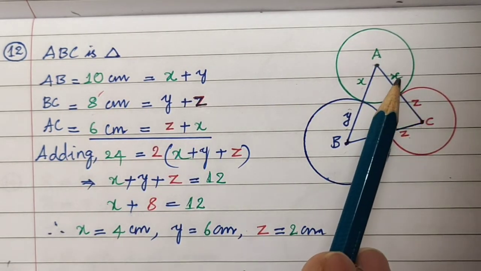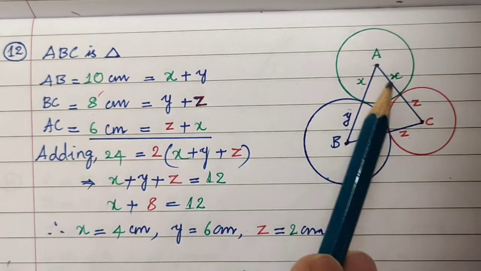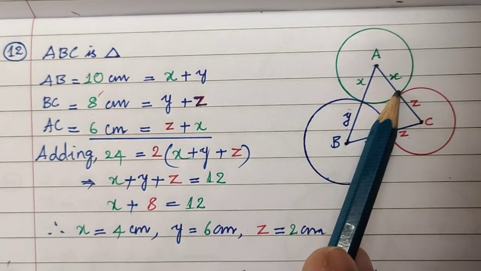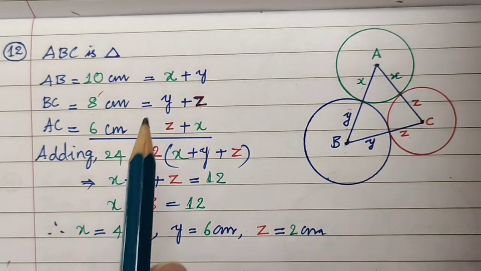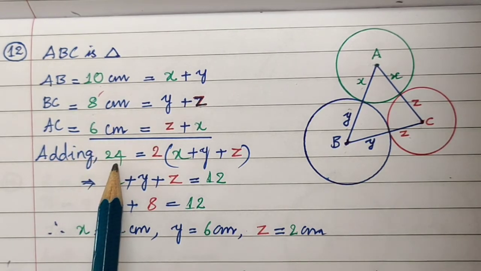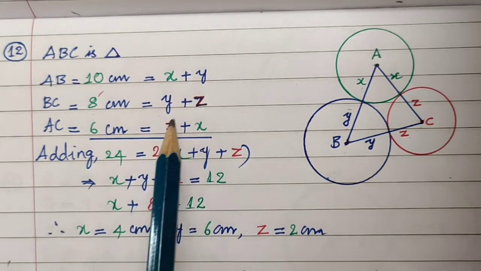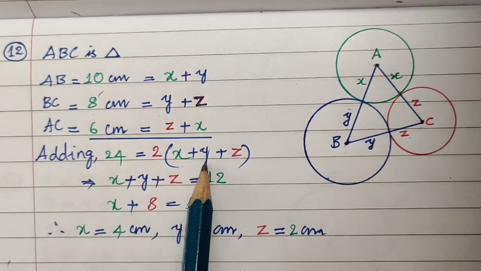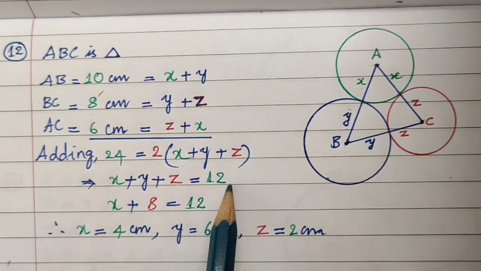AC they were given as 6 centimeters, and AC is equal to x plus z, because this is the radius of circle A and this is the radius of the circle C. So let us add these: 10 plus 8 plus 6, we get 24. x plus x, y plus y, z plus z gives 2x plus 2y plus 2z. Taking 2 as common, 2 times (x plus y plus z). 24 divided by 2 is equal to x plus y plus z, which is 12.